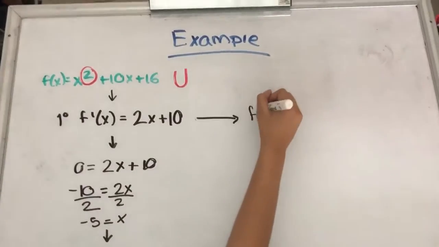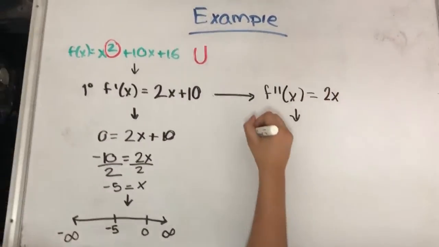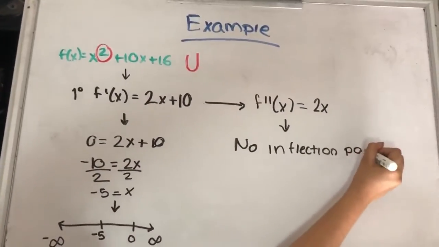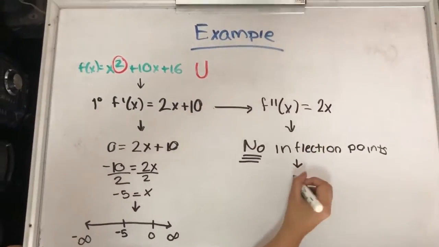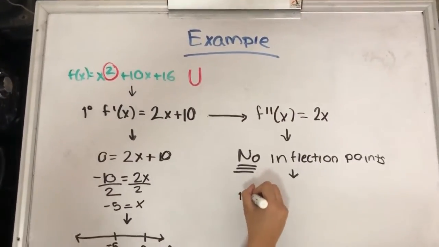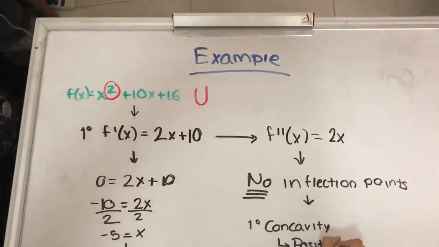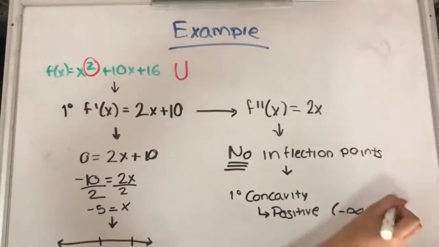Next, we take the second derivative of the function, and in this case it will be 2, to find the inflection point. But if we set it equal to 0, we will see that there is no inflection point in this case. Then, we can see that there is only one concavity, which in this case will be positive, that is, from negative infinity to positive infinity.